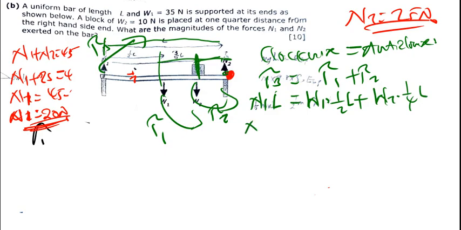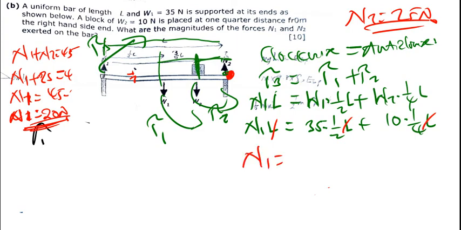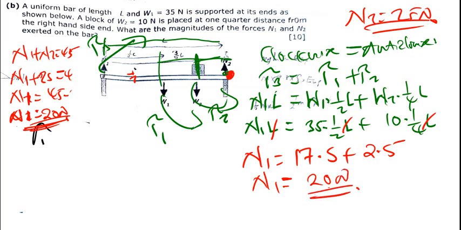So let's plug in the values. N1 we don't know, times L. W1 is 35, 35 times 1 over 2, plus W2 is 10, 10 times 1 over 4L. I can cancel L. So I have N1 equal to 35 divided by 2, which is 17.5, plus 10 divided by 4, 2.5. So N1 will be equal to 17.5 plus 2.5, which is 20 newtons. As you can see, using that one and this one, I'm able to get the same answer. So that is it for this question.